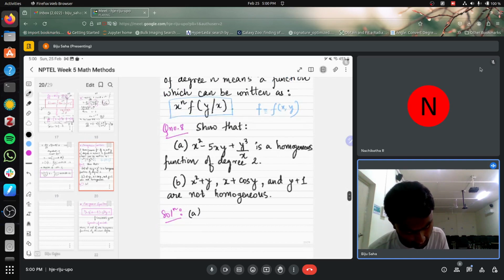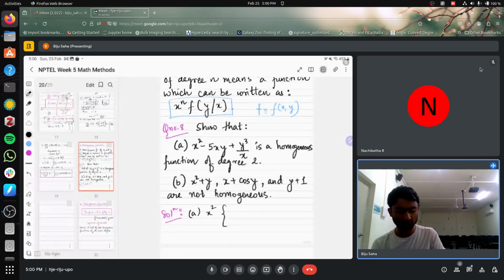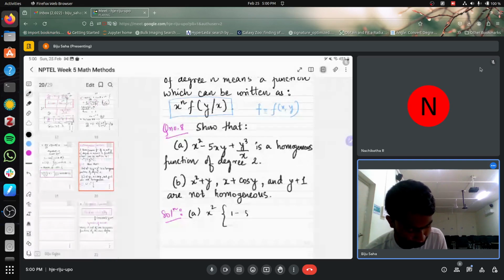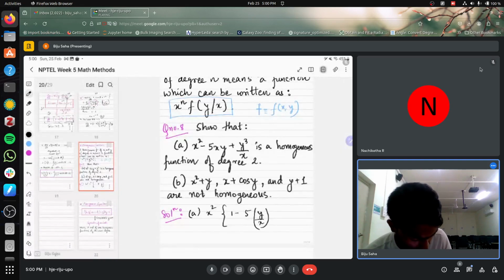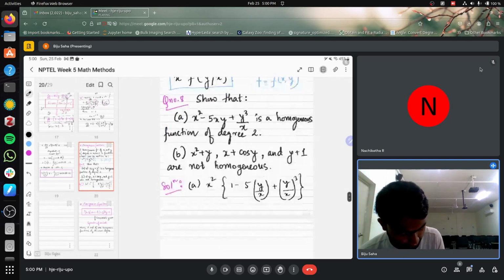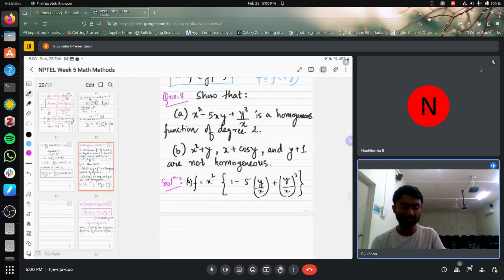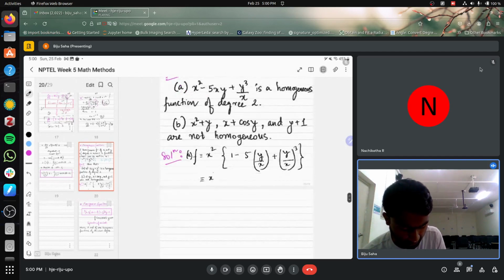So let's take x squared to be common, and then we have... we started with the function f, and we could recast it into this form, that is x to the power n f of y by x.